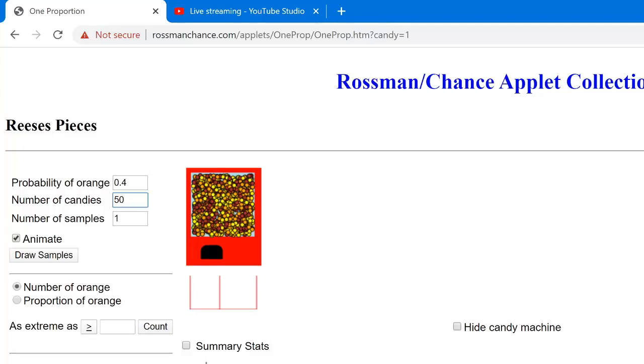It says, suppose a large bag of Reese's Pieces has 1,000 pieces. The manufacturer says that exactly 40% of the candies are orange. If we select a sample of 50 pieces, how many will be orange? And the random variable is the number of orange candies in the sample.